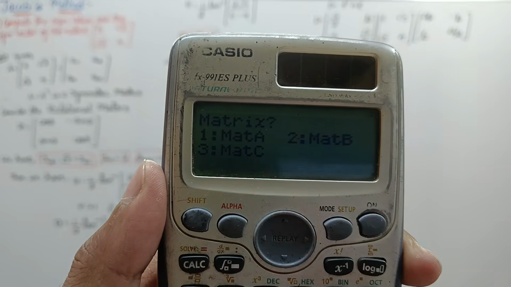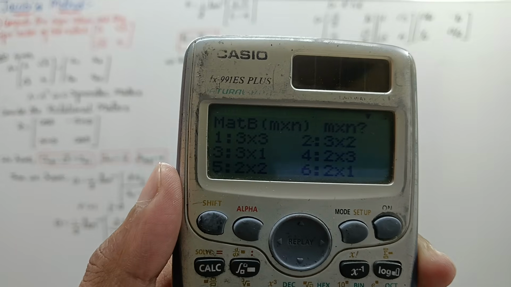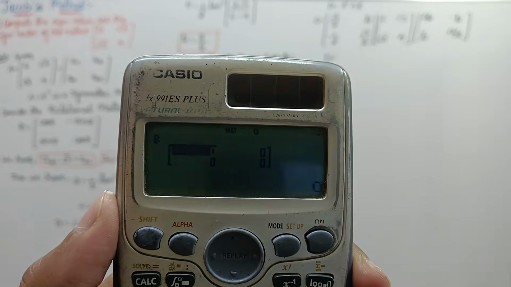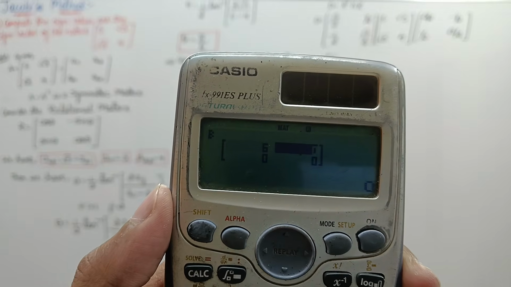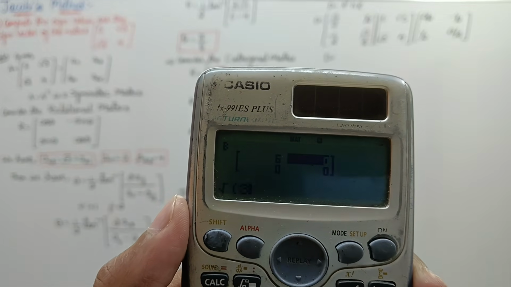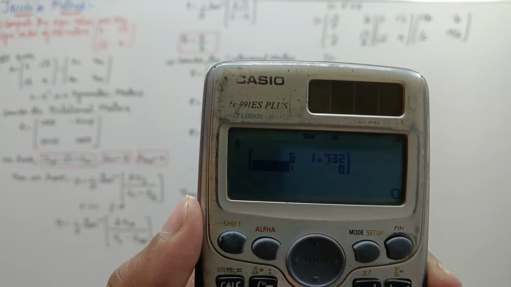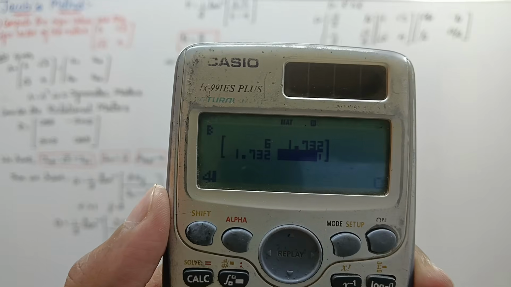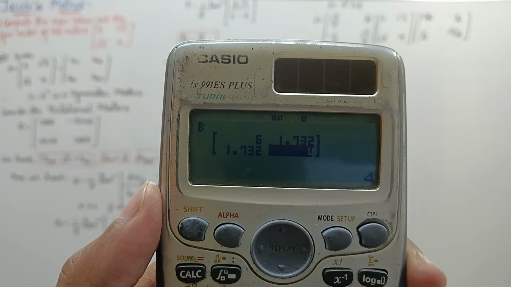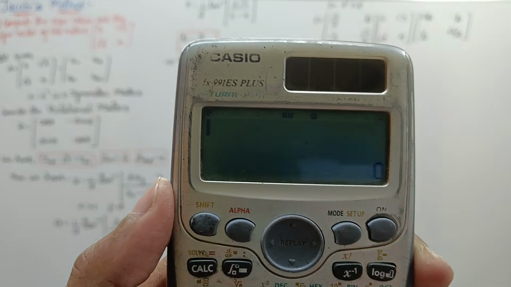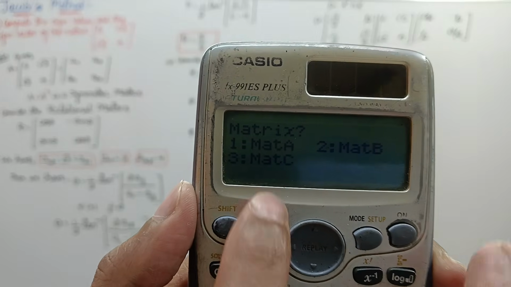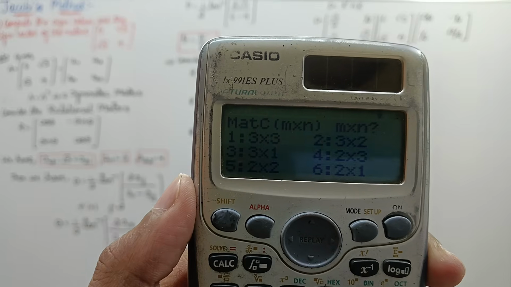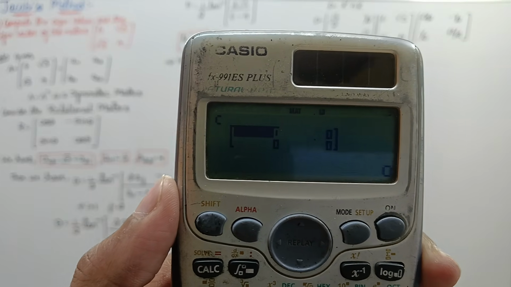I need to store mat B. Again press 2, order 2 cross 2. Give the elements of A. The elements of A are 6 equals, root 3 equals, root 3 equals, 4. Press equals. Done. Press AC. Again press shift 4, 2, mat A, mat B stored, and mat C I need to store now. Again press 3, order 2 cross 2.